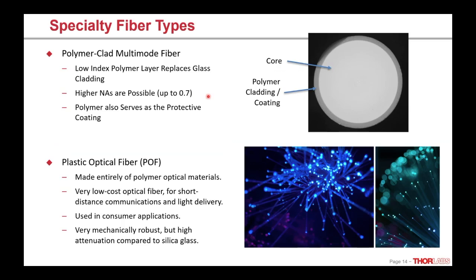Taking the polymer idea a step further, we can make plastic optical fiber, where now we've replaced the core and the cladding with polymer. These are very low cost fibers. They're used for very short distance communications. Also, these are the fibers used in consumer electronics applications. For instance, to connect a TV to a stereo with an optical cable, that's going to be plastic optical fiber.